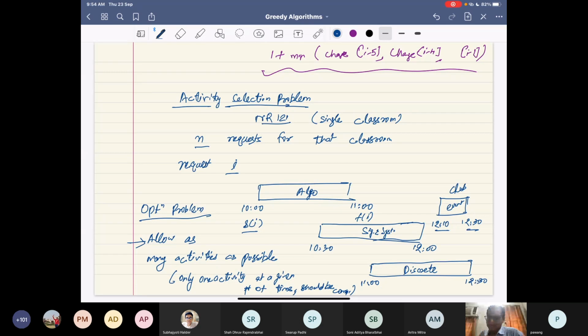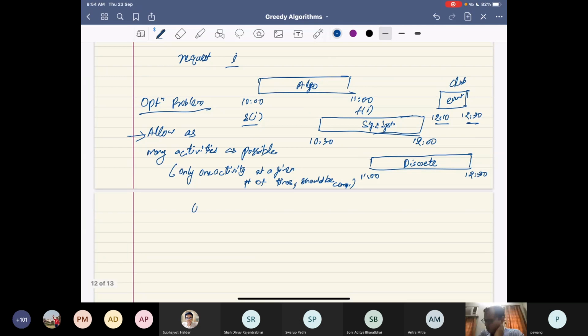Now, given this optimization problem, what is the solution you see? What are the solutions? What is the optimal solution? 2, right? Yes. I can run 2 activities. Which one do you like? Algo and discrete, or algo and club. I can choose algo and club, I can choose algo and discrete, I can choose systems and club. I won't ask which one you will choose, but you can choose at most 2. Right? So 2 is the optimal solution.